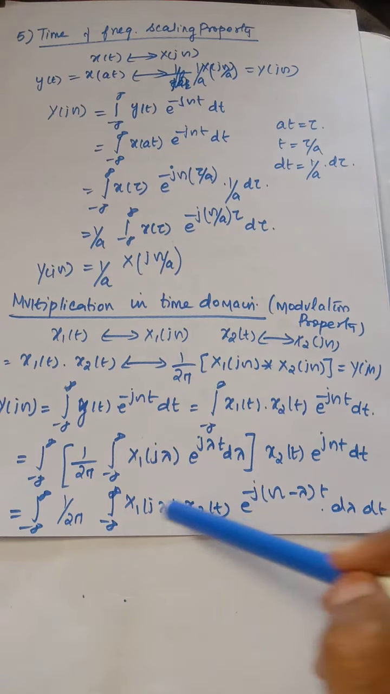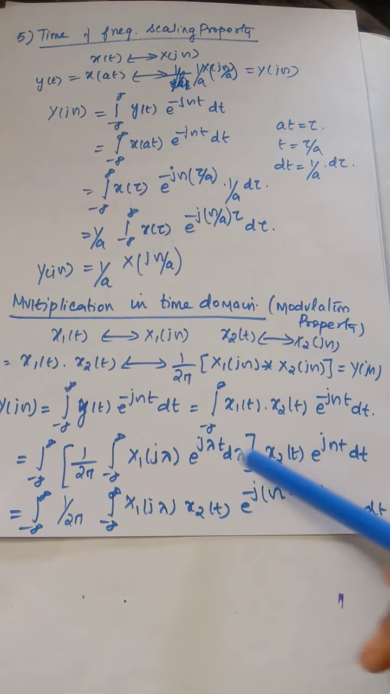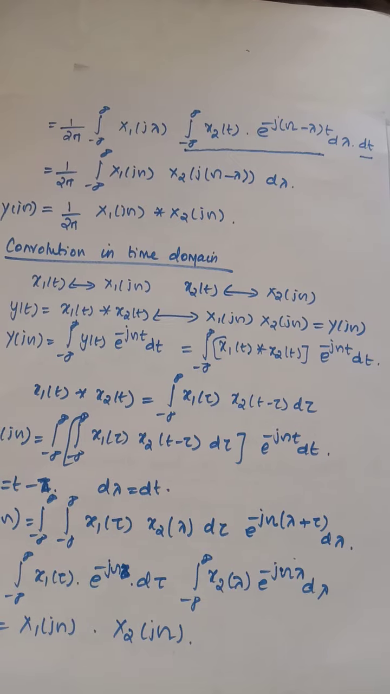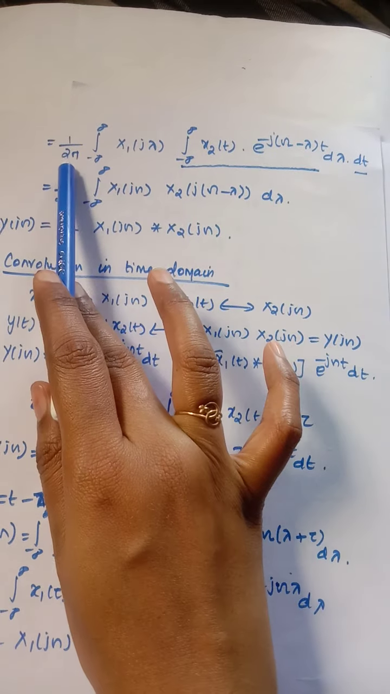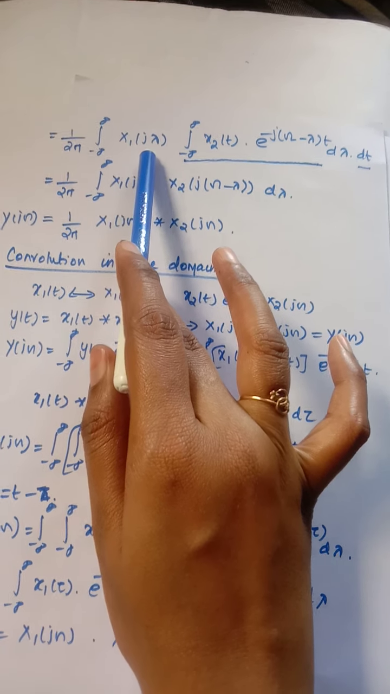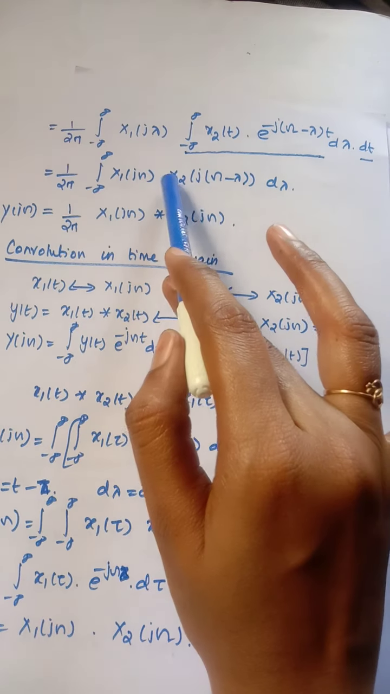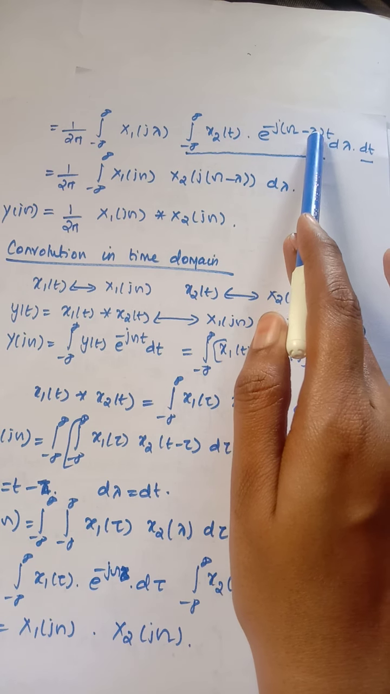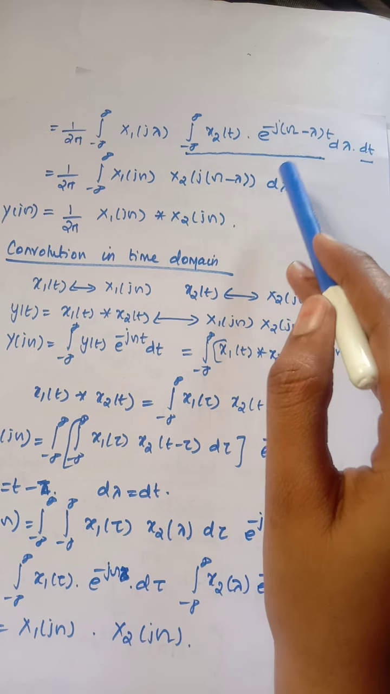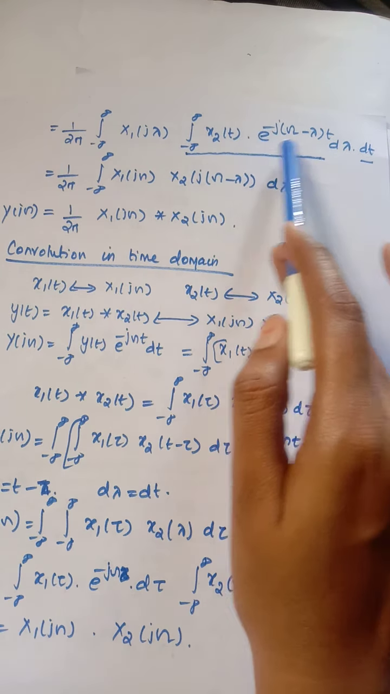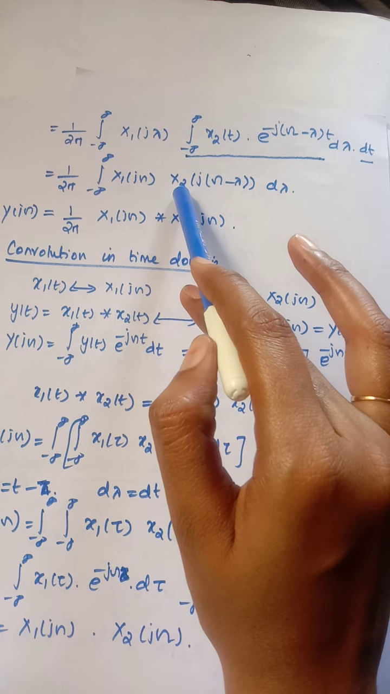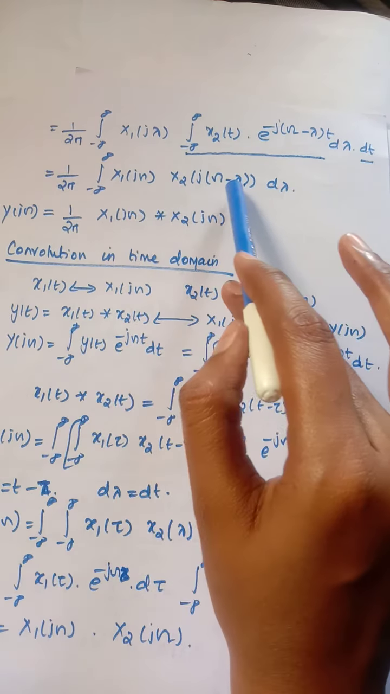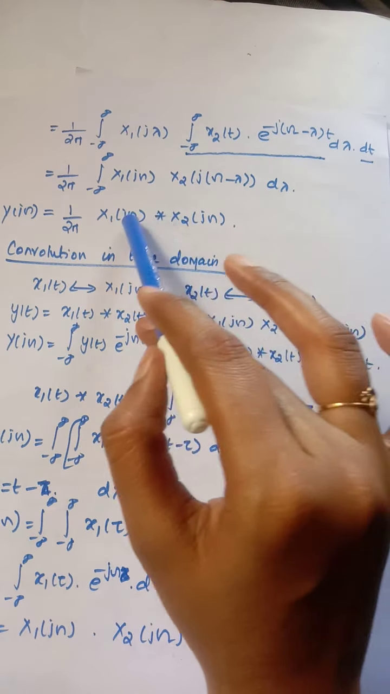Here I am just combining these exponential terms. What you will get is e power j ohm minus lambda t, d lambda dt. Rearranging this term, 1 by 2 pi integral minus infinity to infinity x1 of j lambda, and the remaining term I am considering as x2 of j, that is ohm minus lambda. Either you can have ohm 1 instead of lambda if you have confusion, d lambda. These two terms and this dt combined together give the x2 formula. This is nothing but the convolution formula, one signal as such, another signal reversed and shifted. So this is nothing but the convolution property.